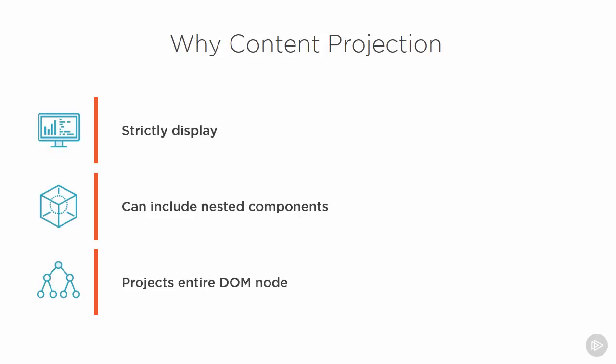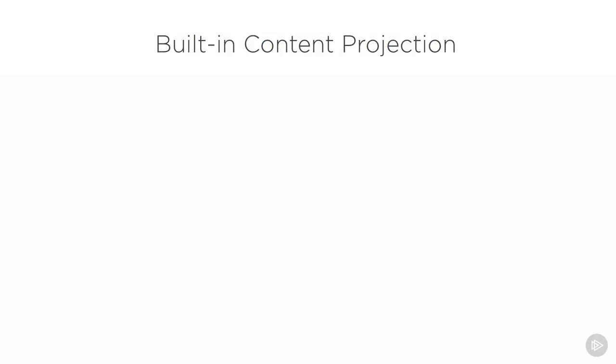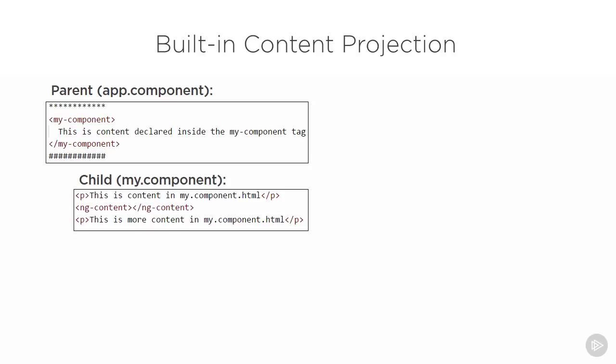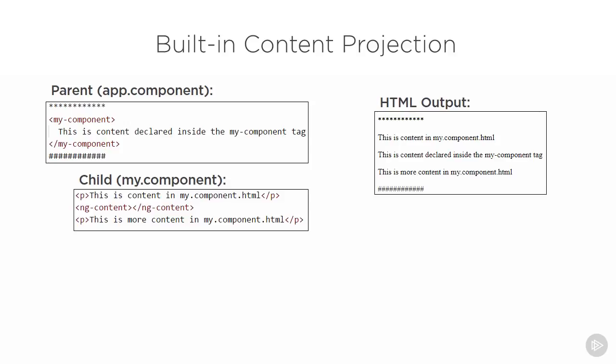Angular has some built-in content projection that we can use declaratively. We'll use this to get an idea of what content projection is all about, and then look at it in code in a demo. To show this content projection, we have a snippet from our app component, from another component which is referenced inside app component, and finally a look at the HTML output after Angular does its magic.